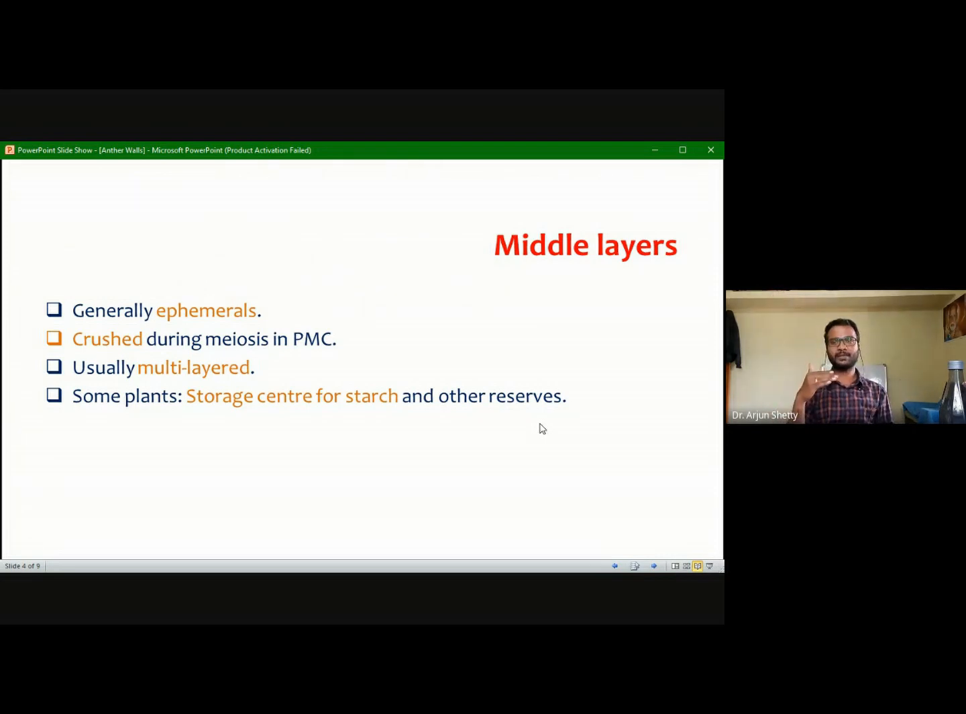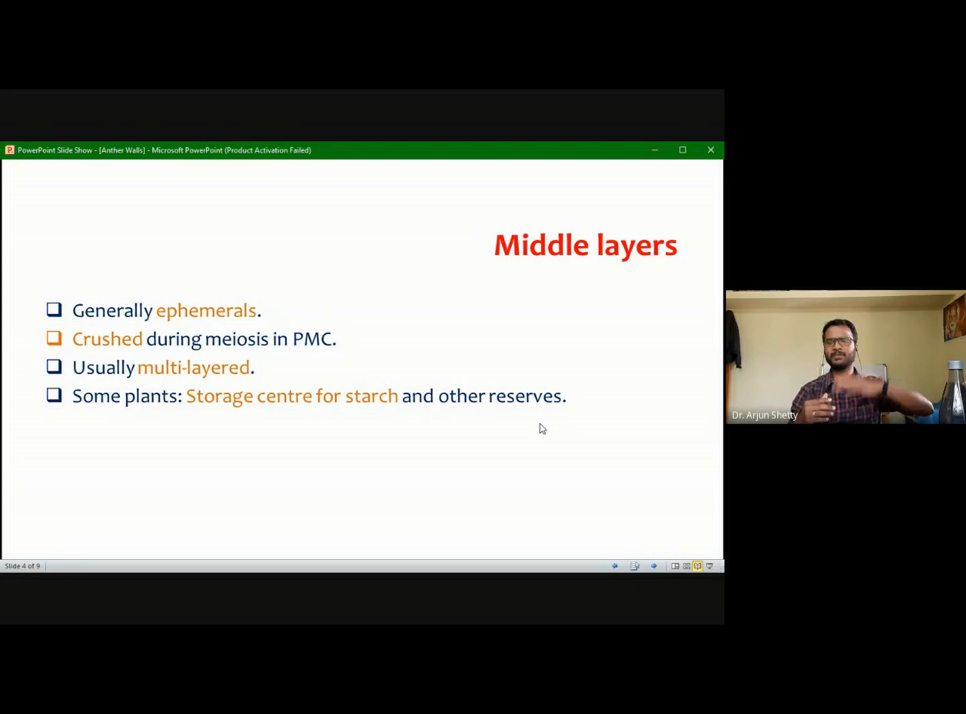The next one is the middle layer. This is usually ephemeral, having a very short lifespan. They form next to the endothecium, and very soon they lose their existence. As the pollen mother cell starts undergoing meiotic division, these middle layers start crushing themselves and breaking down from the microsporangium.